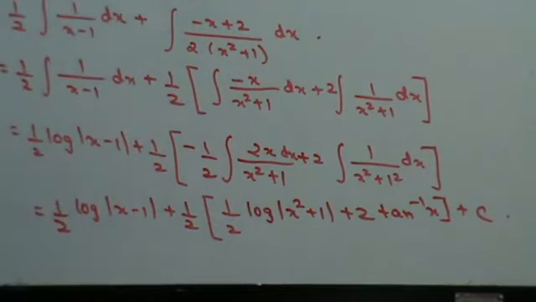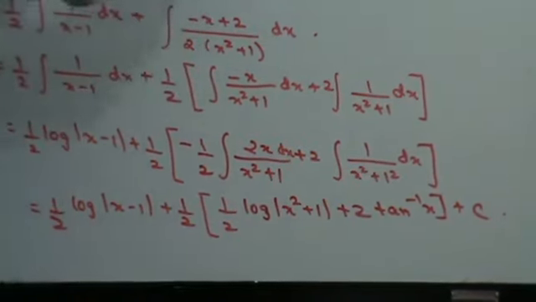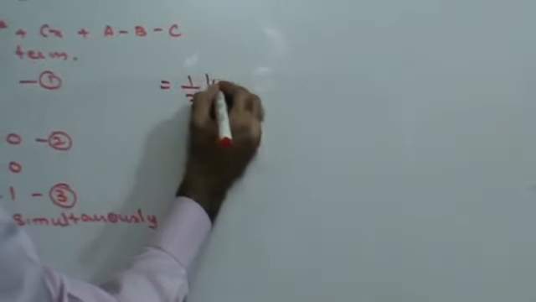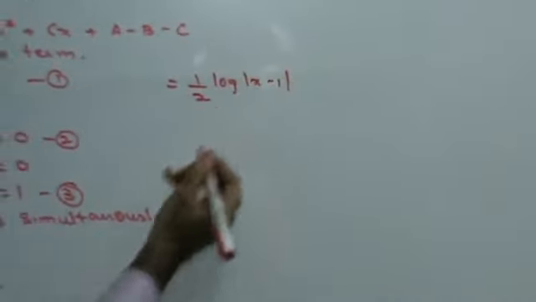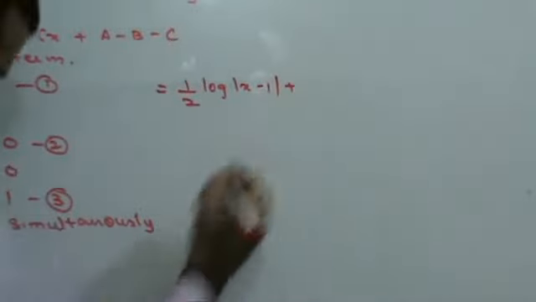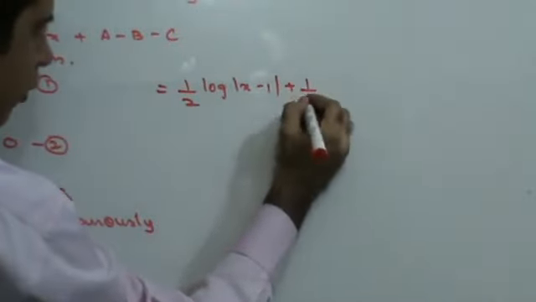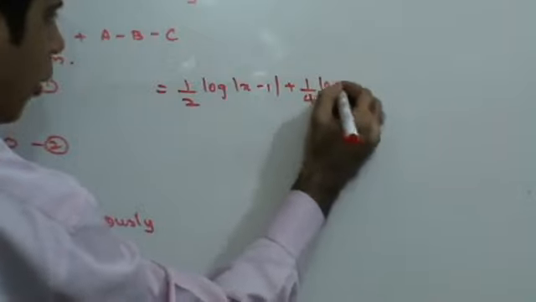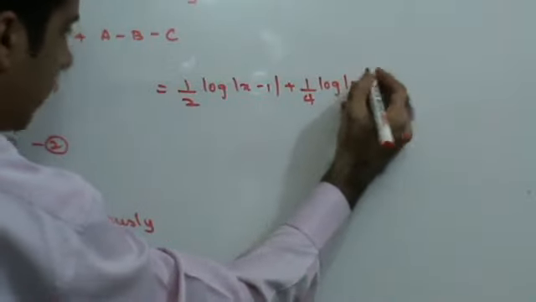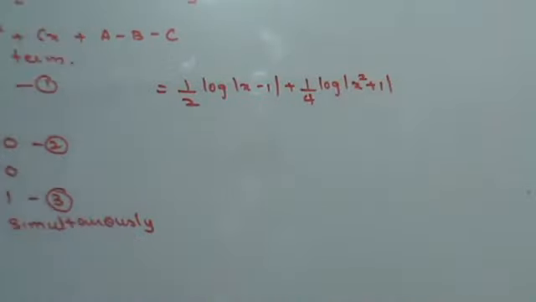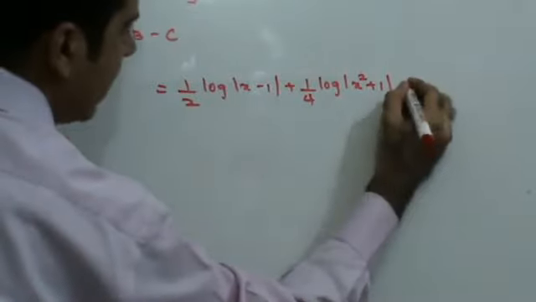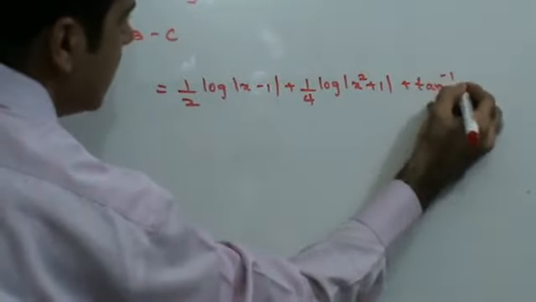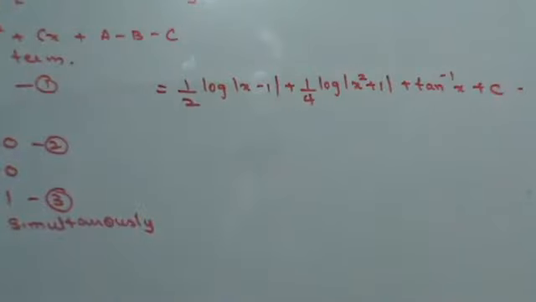Let's move on and let's just write that final answer. This is going to be 1 upon 2 log mod x minus 1 plus, opening the bracket will give you 1 upon 4 log mod x square plus 1. 2 and 2 gets cancelled, plus tan inverse of x plus C. That will be your final answer.